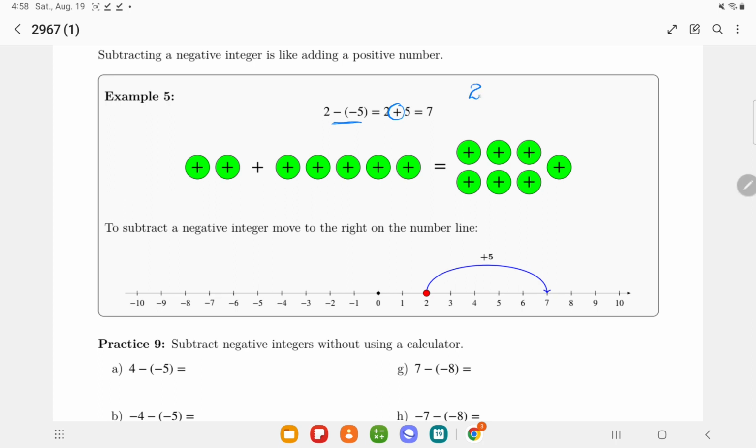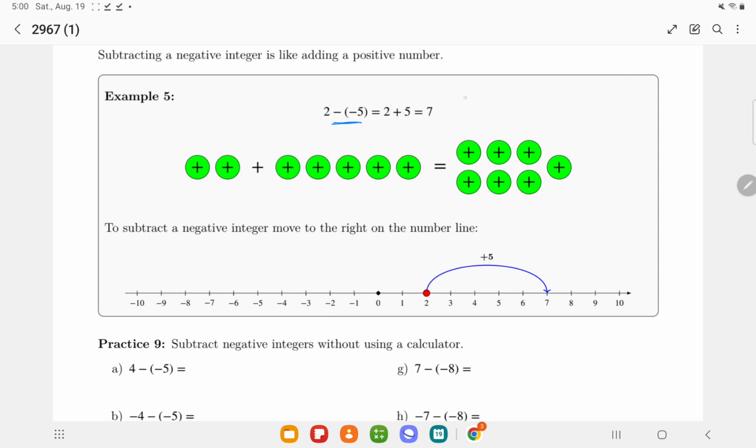So when we have 2 minus -5, there is really 1 in front of the brackets. And you're going to learn that when you have brackets, it really represents a multiplication. So we have 2 minus 1 times -5. And negative times negative becomes positive. So we have 2 -1 times -5 becomes +5.